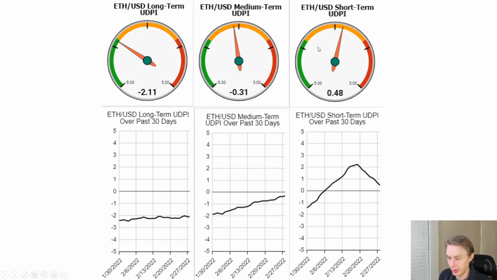But again, like Bitcoin, it's giving the same kind of pattern where it's bullish long term, more undecided short term. So there's the possibility of more short-term pain before some of this longer-term upside potential could get realized.